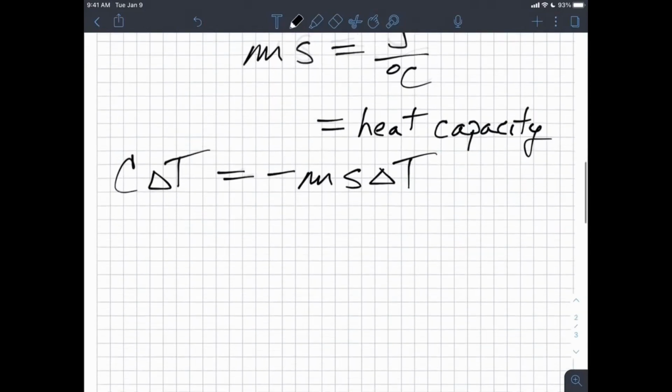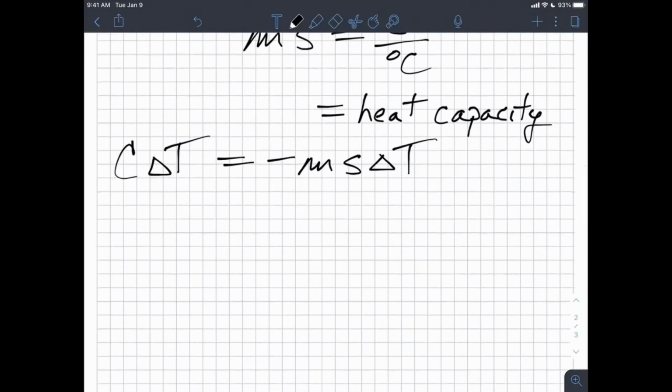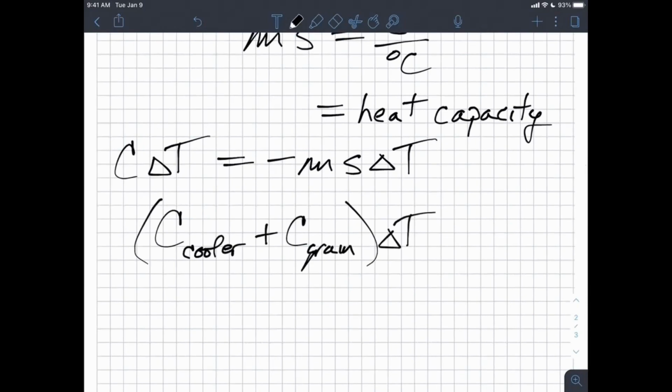And so we would have then the C of the cooler plus the C of the grain all times the change in temperature, and that'll be the opposite of the mass of the water times the specific heat of the water times the change in temperature of the water. And so we can include then the effects of the cooler.